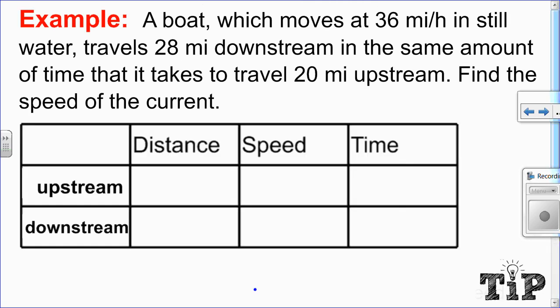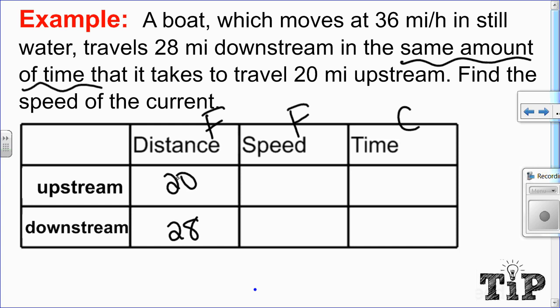Let's try another one. So in this one here, it's also a distance, speed, time question. So again, remember, we are going to fill, calculate. Fill, calculate. Let's read the question. So a boat which moves at 36 miles per hour in still water travels 28 miles downstream in the same amount of time that it takes to travel 20 miles upstream. Find the speed of the current.